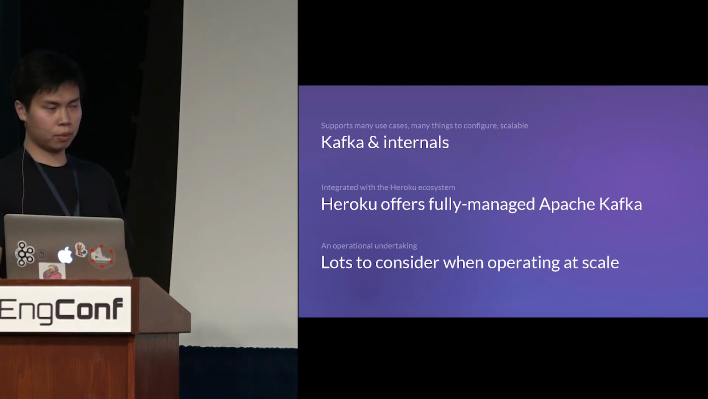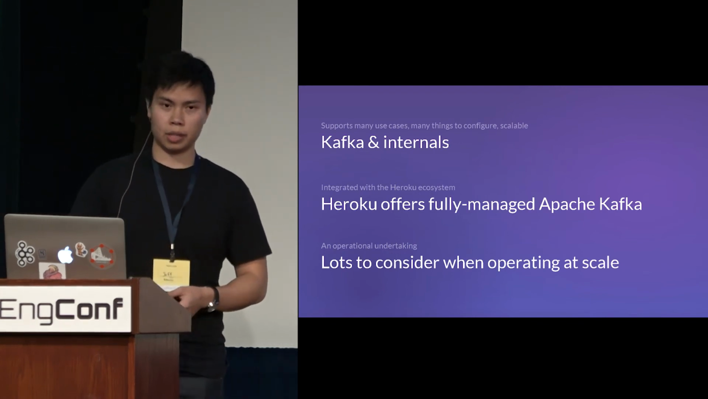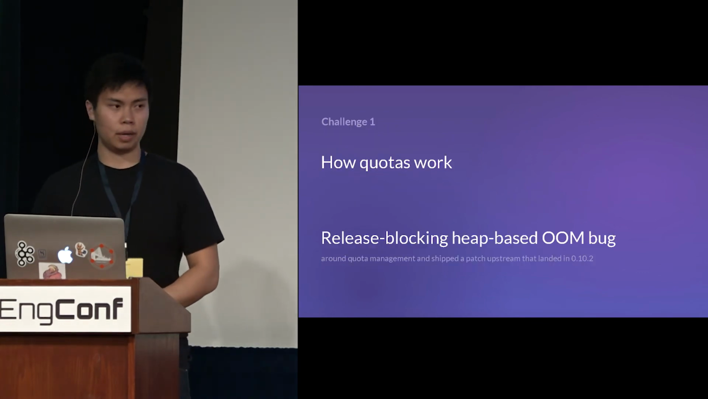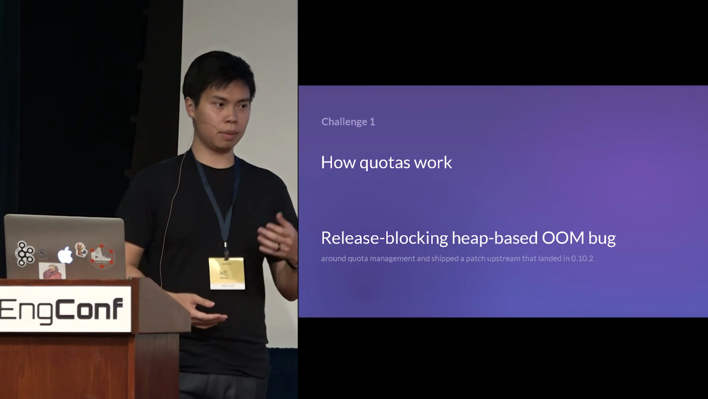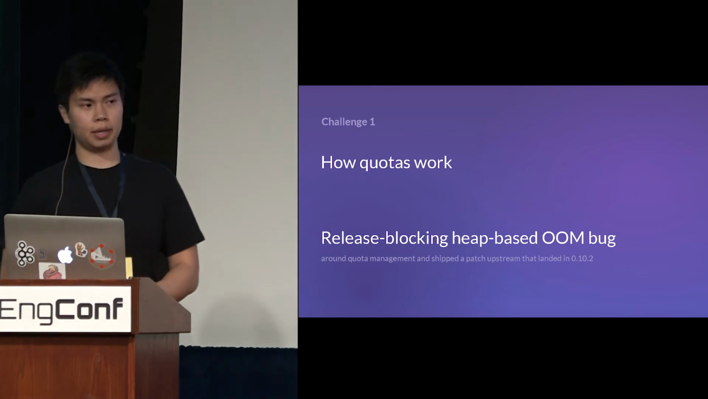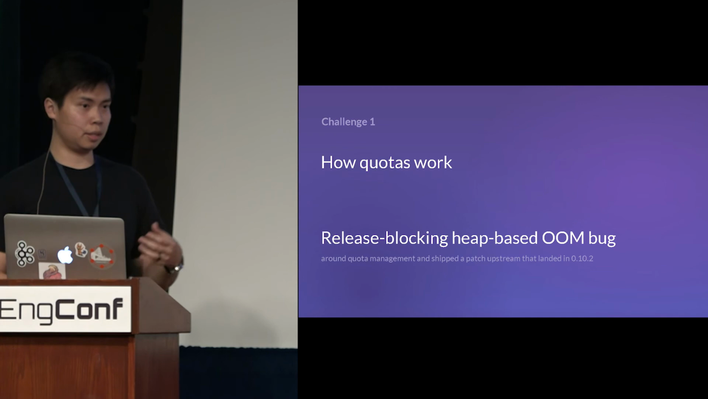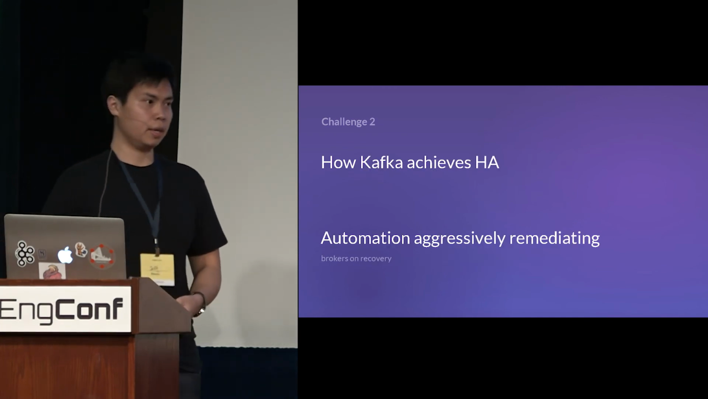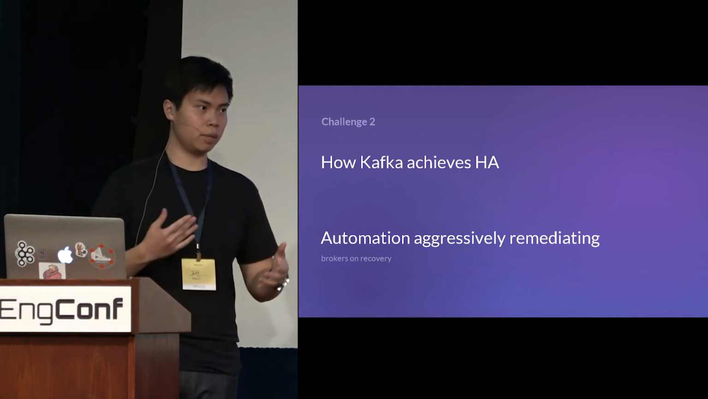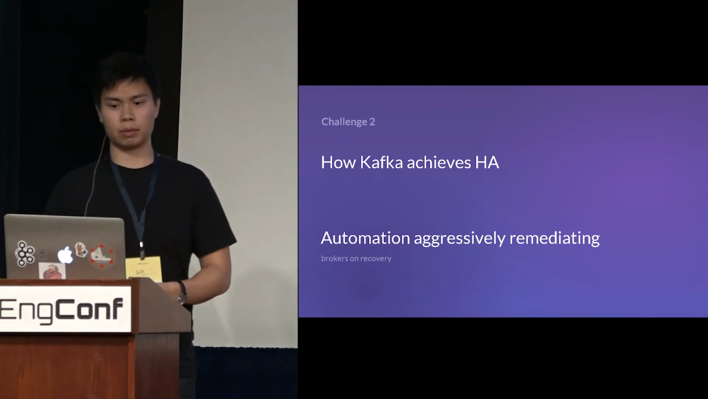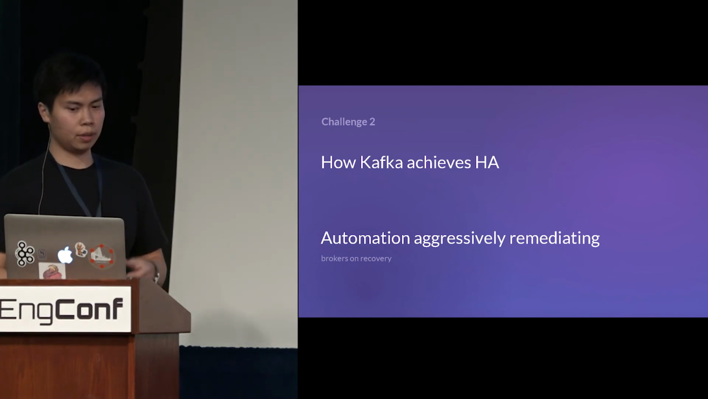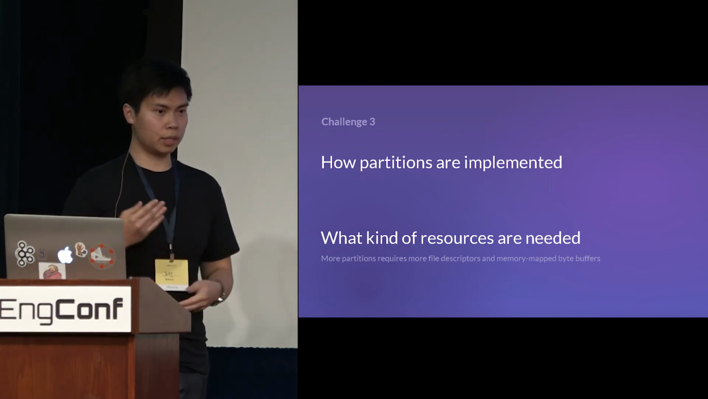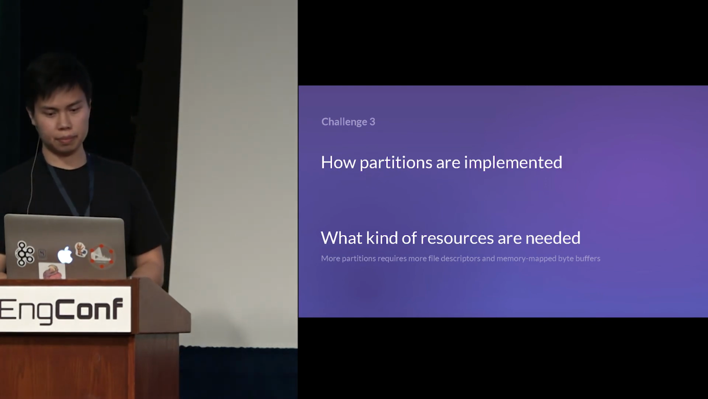Today, we covered 3 different points of our journey in our time operating Kafka in production. We covered how quotas work and how we discovered a release blocking heap-based out-of-memory bug around quota management and how we shipped a patch that landed in 10.2. We covered how Kafka achieves HA and a specific case where our automation was aggressively remediating brokers on recovery. And finally, we also covered how partitions are implemented in Kafka internally and what kinds of resources they need.